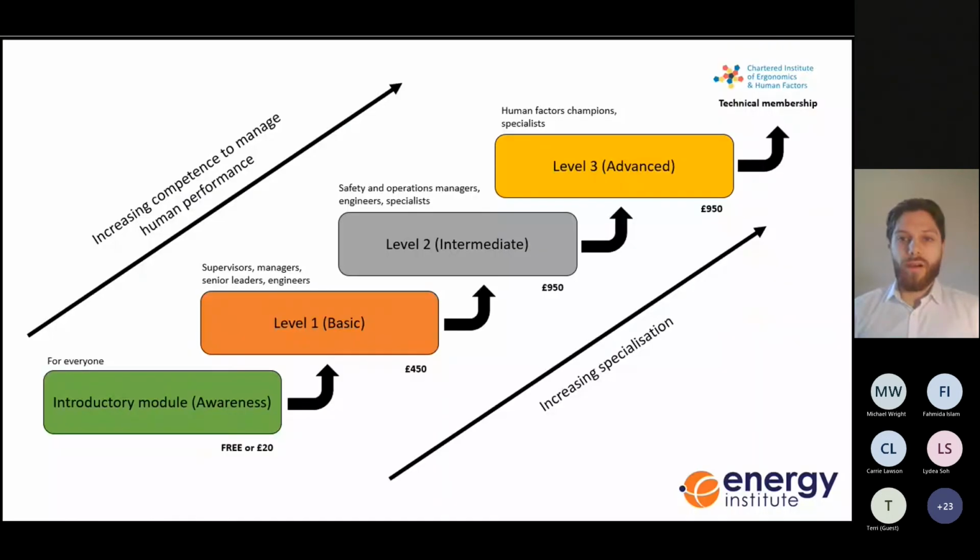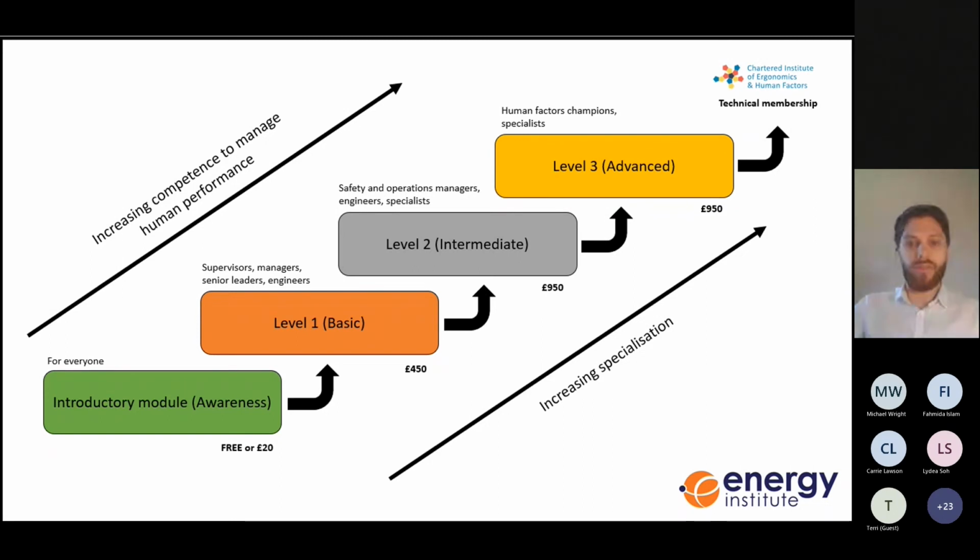So there are 4 levels in total, starting with the introductory module. As the name suggests, it's an introduction to human performance. This level is really for anyone and everyone. And once you complete it, you can move on to level 1, which is perfect for managers, supervisors, senior leaders, engineers, and anyone who has a safety management role. Then you have level 2, which is really for safety and operations managers, engineers, and anyone who has a role in the topics that are covered in the pathway.